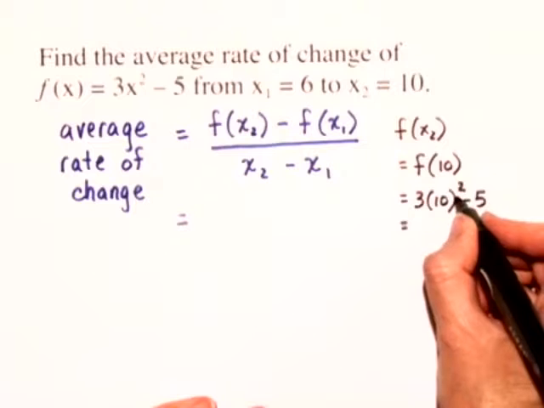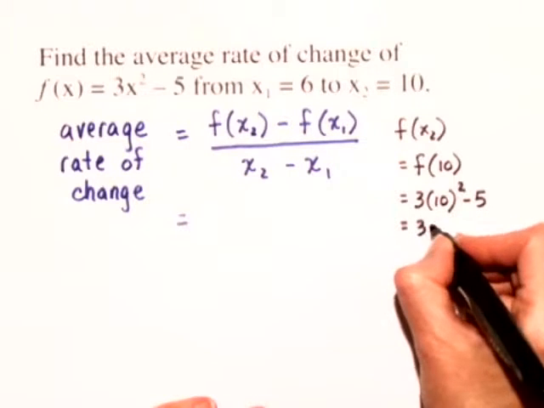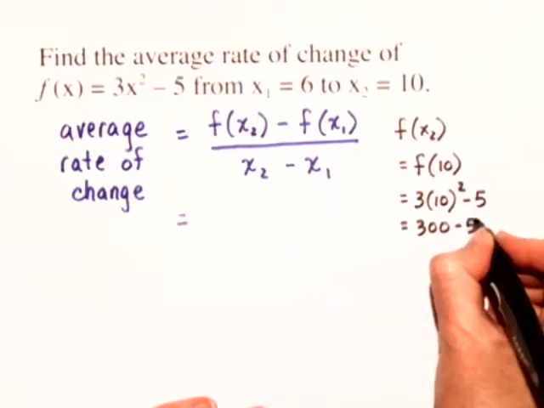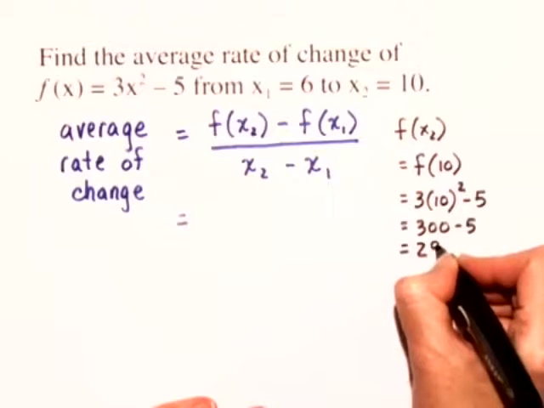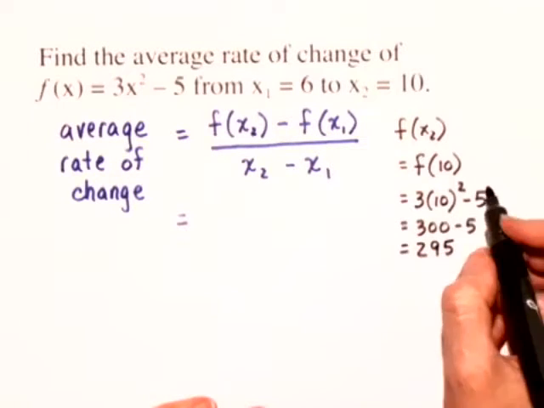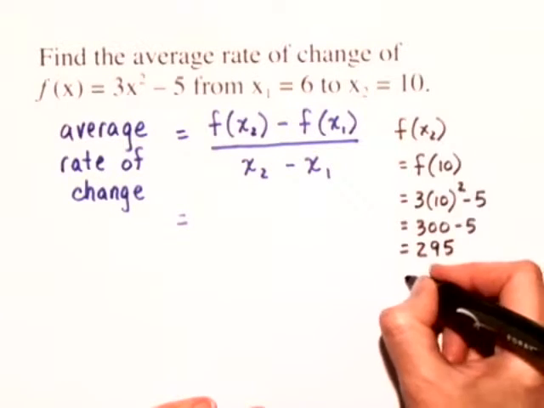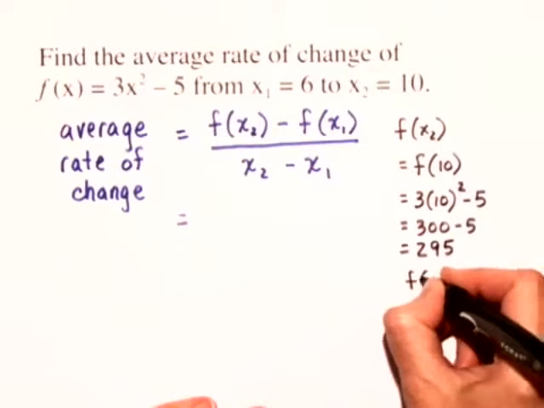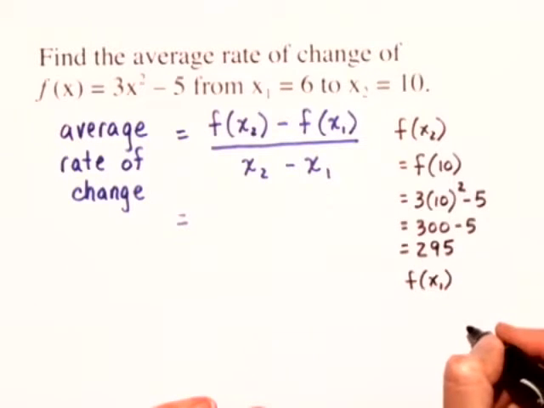Well, 10 squared is 100. 100 times 3 is 300. So 300 minus 5 gives us 295. That's f of x sub 2. Last thing we need to find is f of x sub 1.